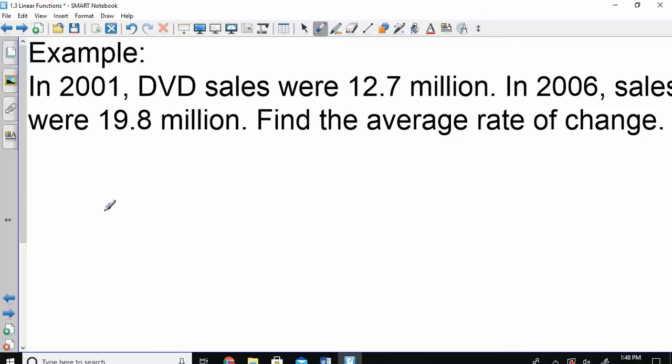So in 2001, DVD sales were 12.7 million. In 2006, the sales were 19.8 million. Find the average rate of change. Average rate of change is just another word for what? Slope. And to find slope, we need two ordered pairs. So we need to write two ordered pairs from this. So my first ordered pair, we have the year is 2001, and that was 12.7.